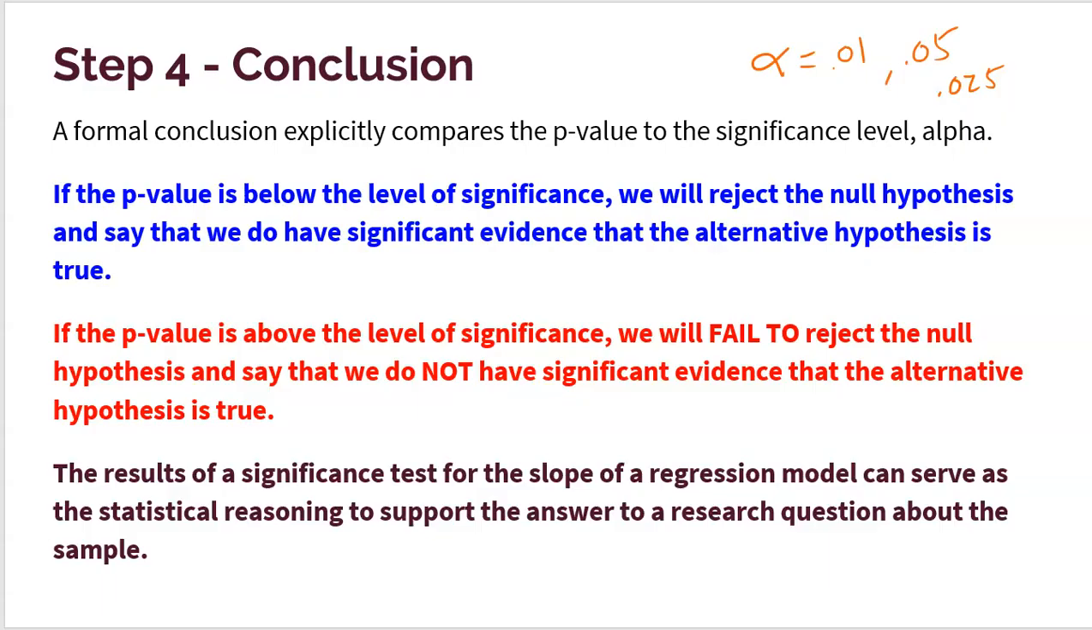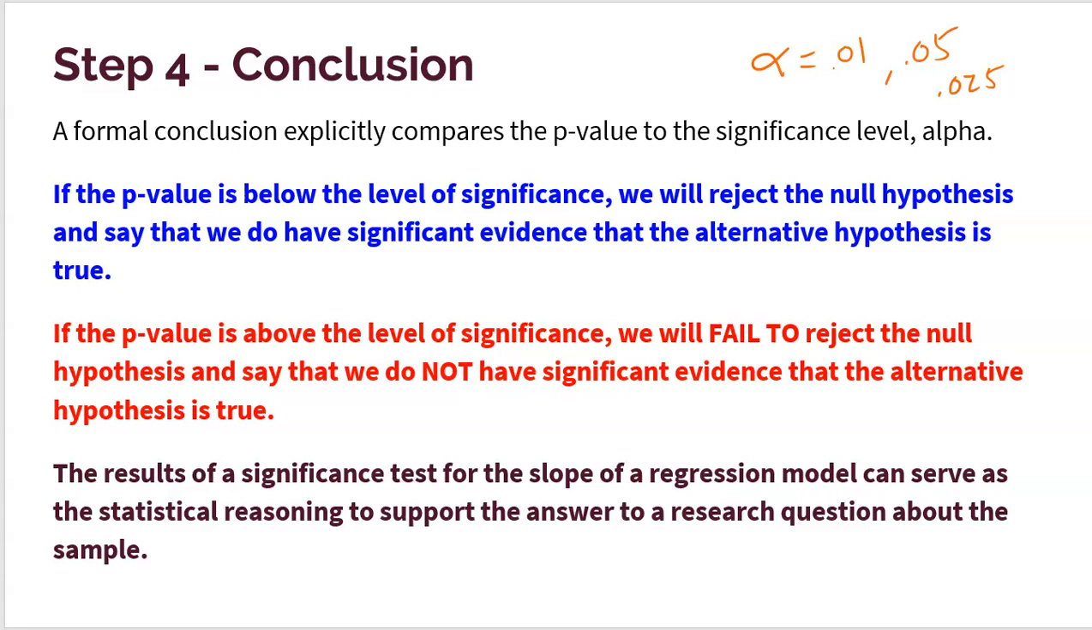So if the p-value is above the level of significance, this means that our sample statistic is actually quite likely to occur, assuming the null is true. Here we fail to reject the null hypothesis and say that we do not have significant evidence that the alternative hypothesis is true. All right, so the results of a significance test for the slope of a regression model can serve as the statistical reasoning to support the answer to a research question about the sample.